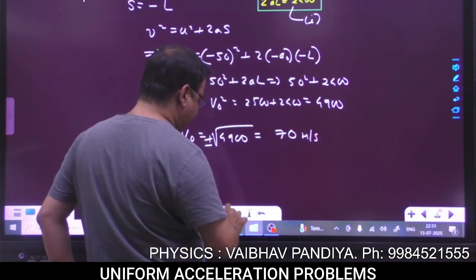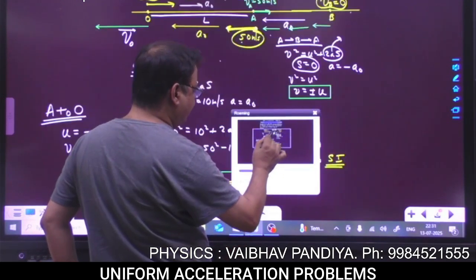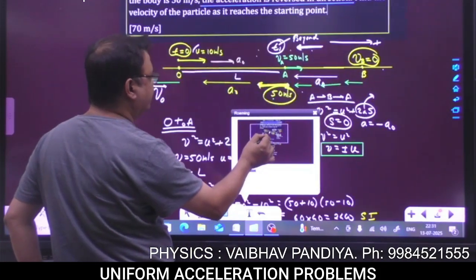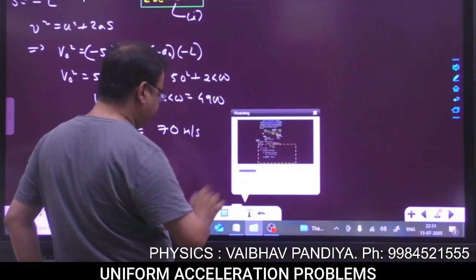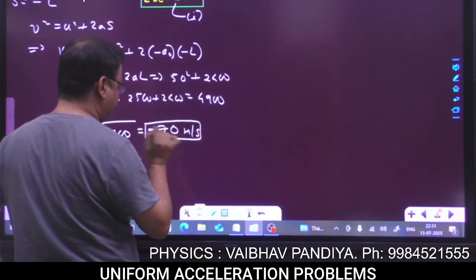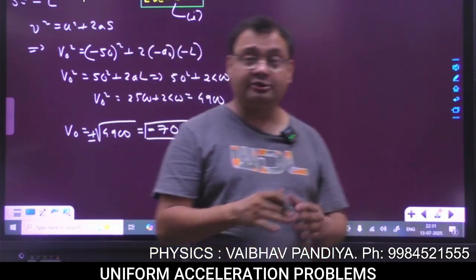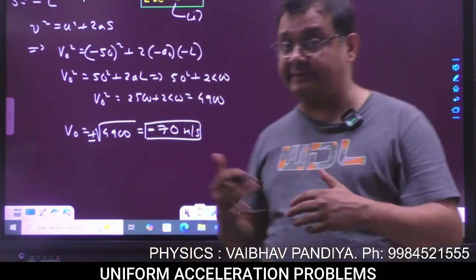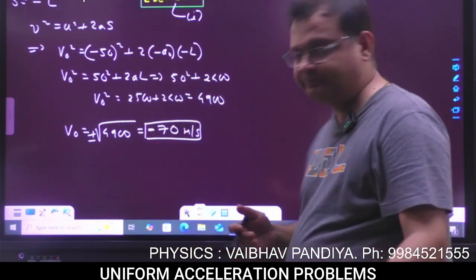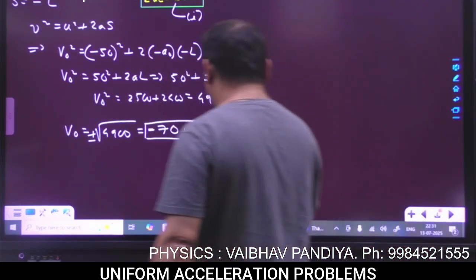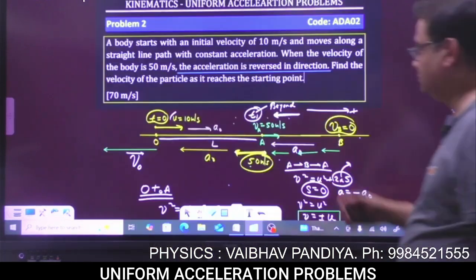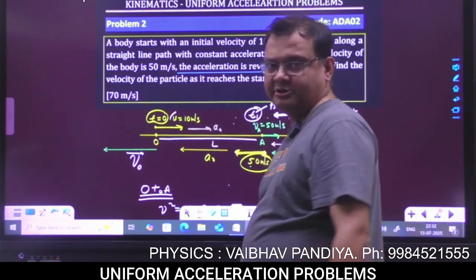Now you have to decide which sign will be taken. So when it is going back and crossing O, the velocity is towards the left side, correct? Velocity is towards the left, and taking the right side as positive, according to your axis, the answer will be minus 70 meter per second. But while reporting the answer, you won't write minus 70 meter per second, because that depends on the choice of the axis, correct? If somebody is taking left side as positive, his answer would be plus 70 meter per second. So we will write the answer in terms of magnitude and direction. So we will write the answer as 70 meter per second, okay?